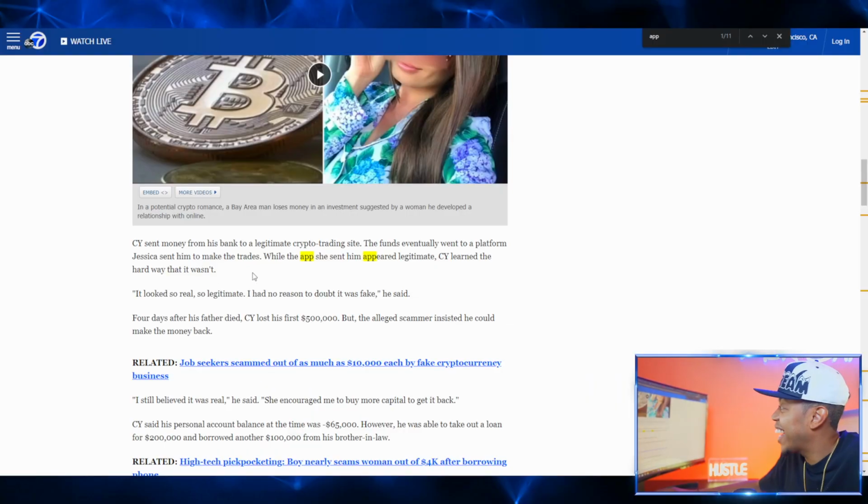Right here, you can actually see where this guy sent his money from a legitimate bank to a crypto trading site, and the funds were eventually sent to a platform that Jessica sent him to make the trades. While the app that she appeared to send was legitimate, he learned the hard way that it wasn't. It looked so real, so legitimate. I had no reason to doubt that this was fake, he said.